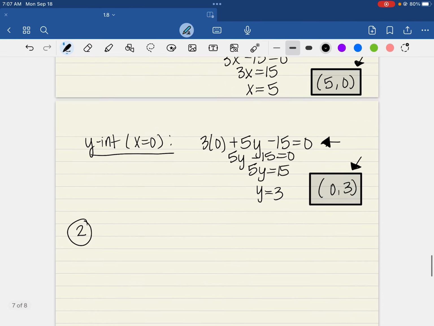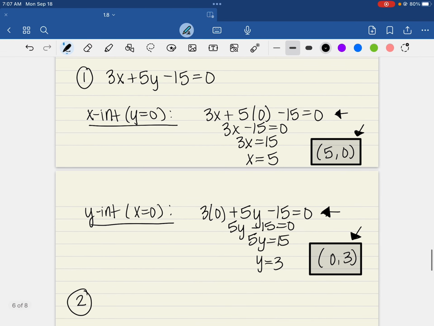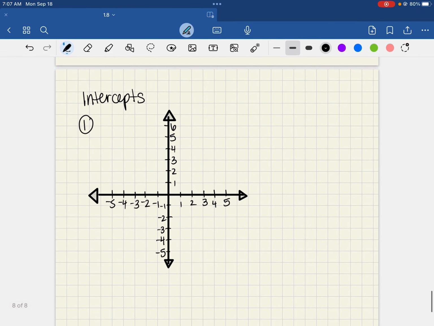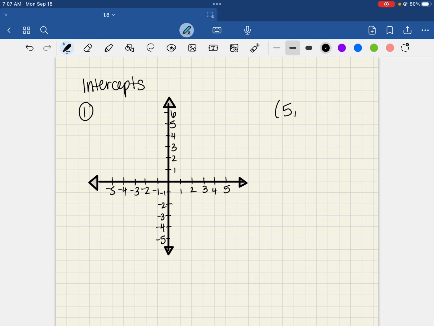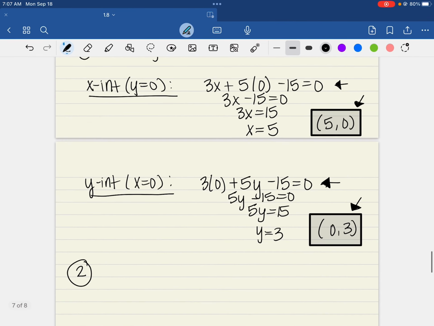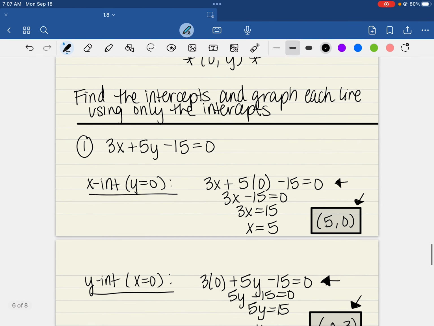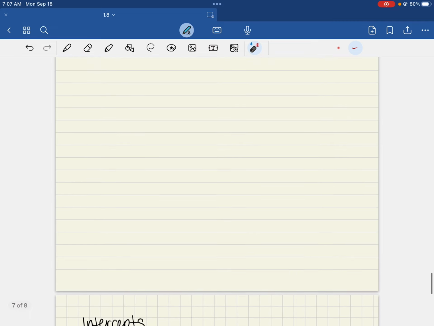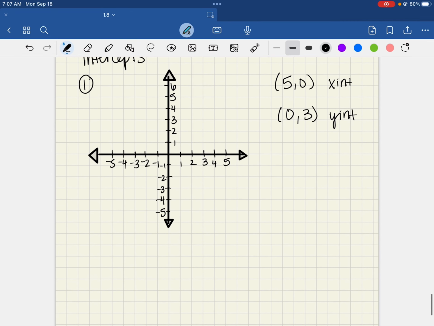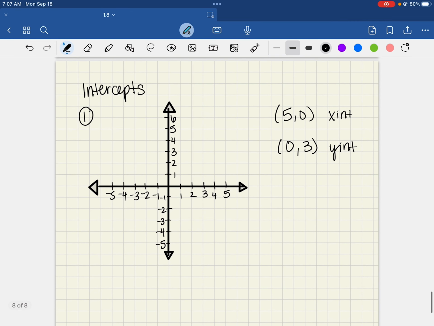Now, if we remember, our X and Y intercept was 5, 0 and 0, 3. Now, we have the equation. We have a full equation. We could solve down for slope-intercept form, but the key here is you are solving only with the X and Y intercepts. So we are only responsible for plotting those 2 points and connecting them.